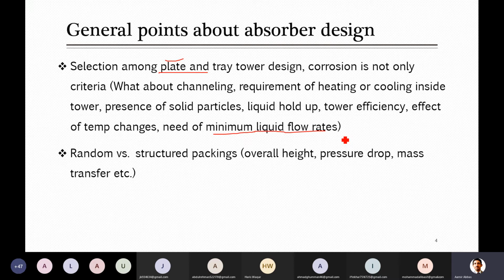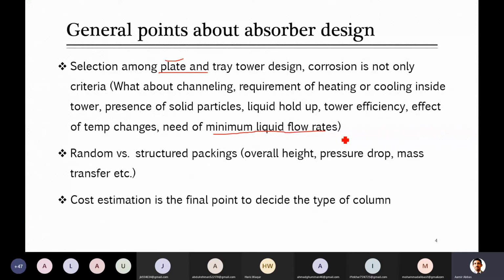Mass transfer efficiency of this random packing is less as compared to the structured packing. So please do not consider only one point and just conclude the things. You should, being an engineer, think in different dimensions and then conclude. So at the end of the day, definitely cost is the final point.